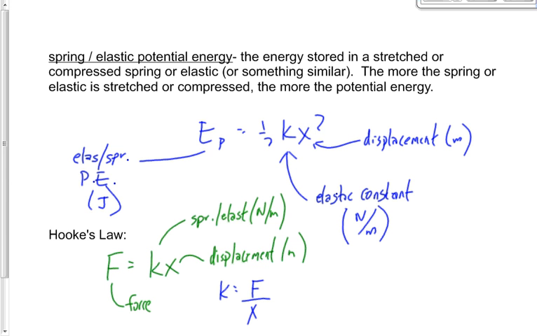K is equal to F over X. You'll be given the value of F, given the value of X. You'll have to plug them into here to solve for K, and then take that value for K and plug it into here to solve for EP. It's kind of a two-stepper. We don't always see that, but we sometimes do.